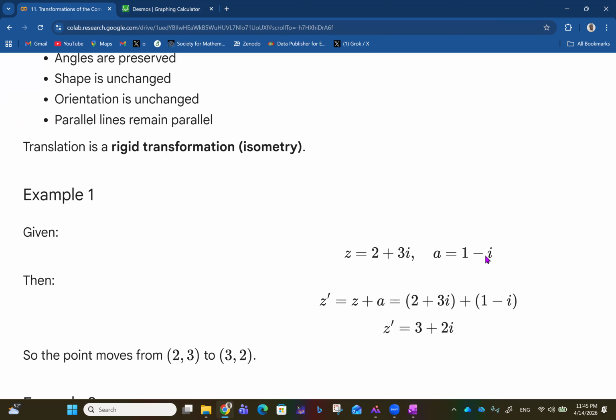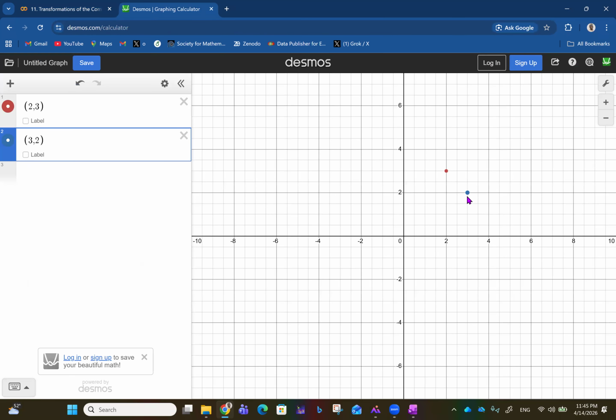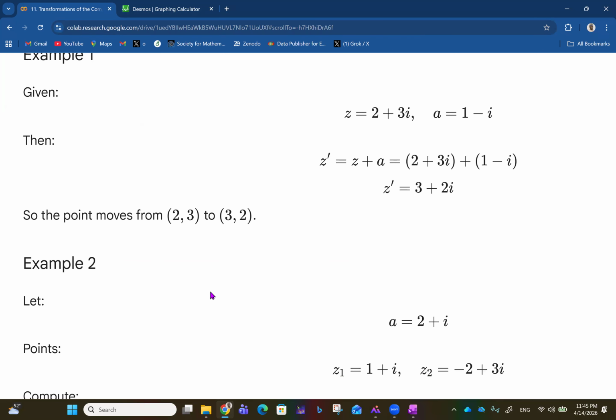So on the y-axis now, it's moved 1 step down. I mean 1 step to the right, then 1 step down like that. Okay. So yeah, this one: 1 step positive, then 1 step down like that. So that's what we have in that case.